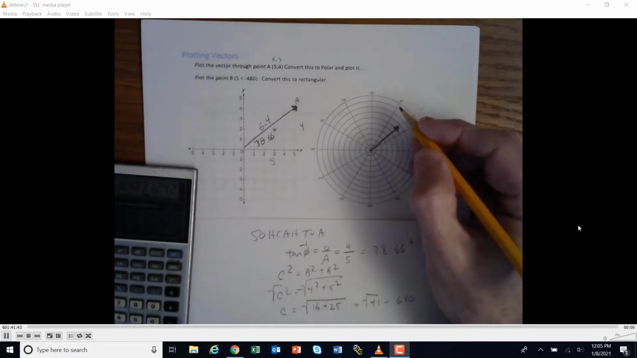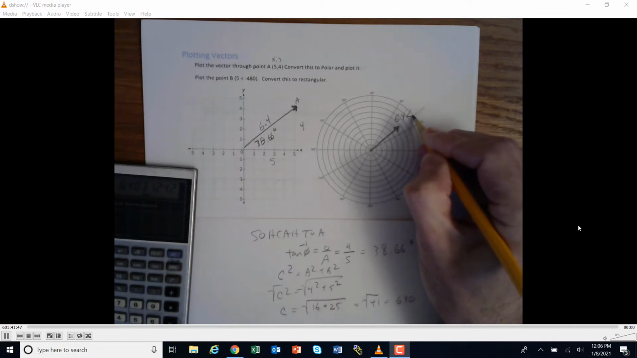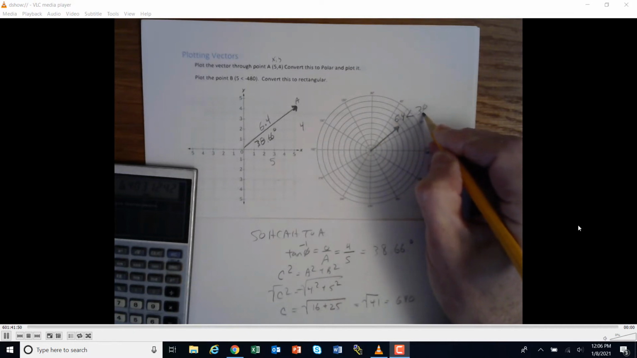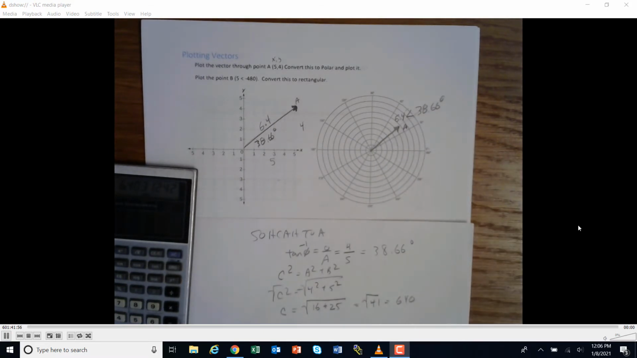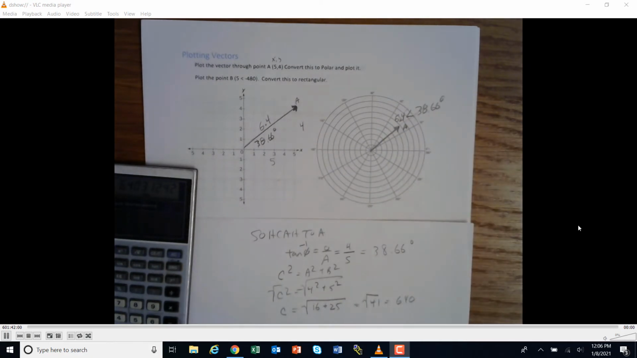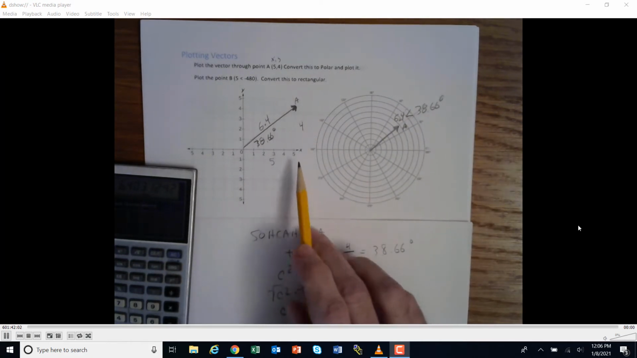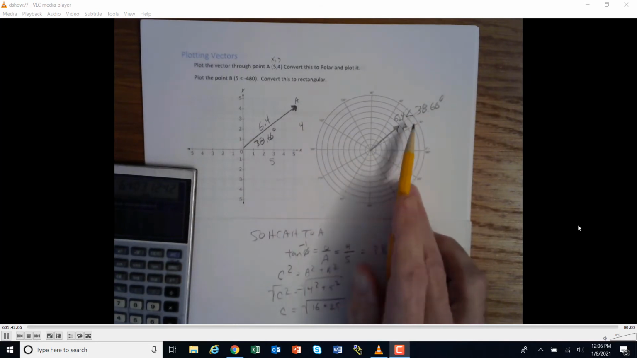I have 6.4 at an angle of 38.66 degrees, and that would be my point A there, okay? So 6.4 units at an angle of 38.66. So there I have my vector, and I put it as rectangular, and there it is, angular.